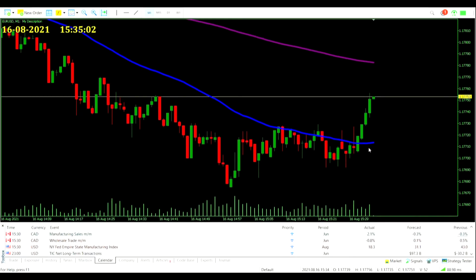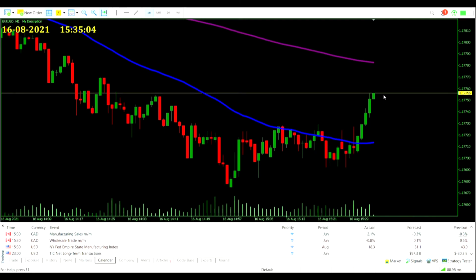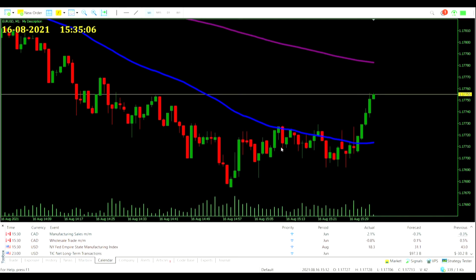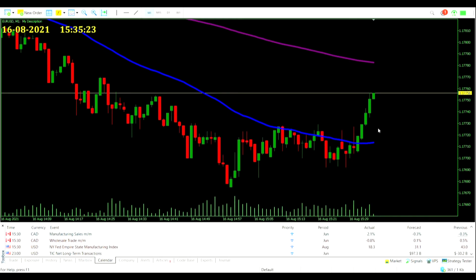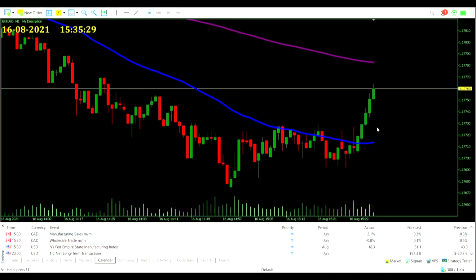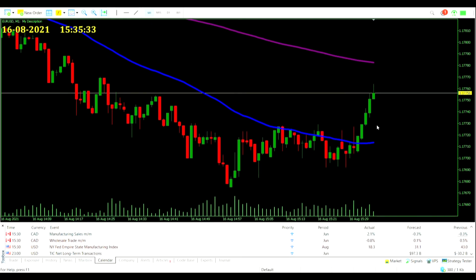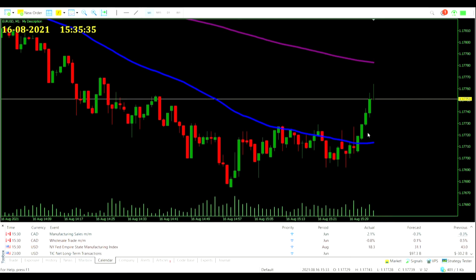Five minutes after the release of those numbers now, and we are seeing a bit of a breakout. It was very rangy before, but now the price has gone definitely to the upside for the euro. 31.1 was the forecast for the manufacturing index. It came in at 18.3. That does mean that they think conditions are getting better. However, it's not as good as they thought it was going to be. And so it would make sense that the dollar would get weaker off the back of that news, if it's going to have an impact. Either way, price is going to the upside right now.